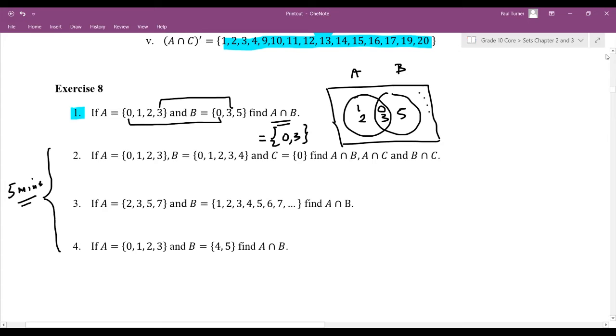Okay, question A. We can take a look. So for this A intersect B, what did you get for that? Anyone? What's A intersect B? Remember to look for the numbers that are in common. So 0, 1, 2, 3. So actually A is a subset of B in this case. So 0, 1, 2, 3.